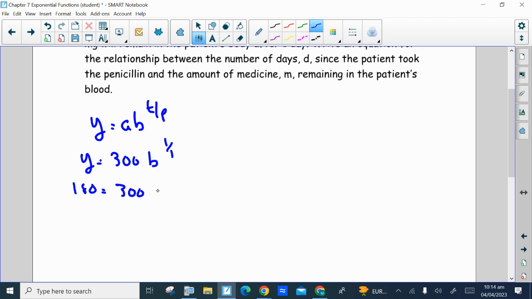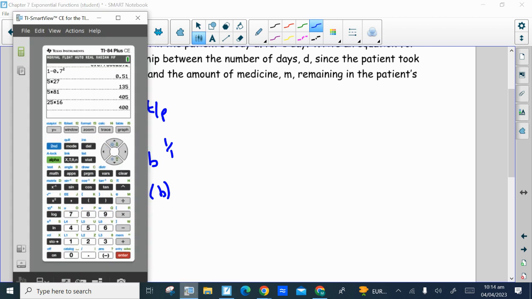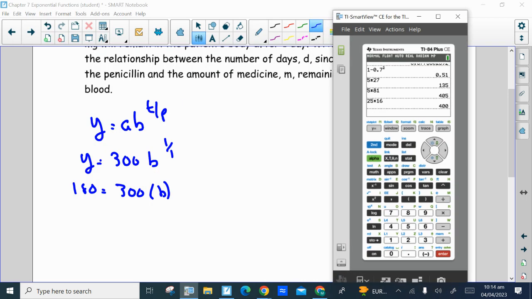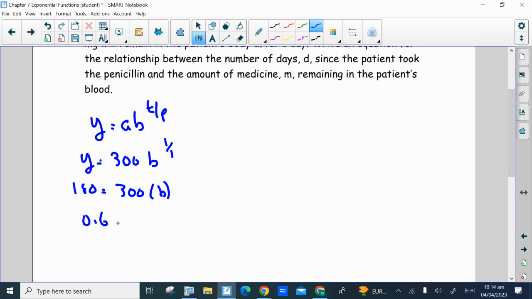180 will equal 300 times B. And to find out what B is, we divide both sides by 300. 180 divided by 300 is 0.6. So there's our B value.